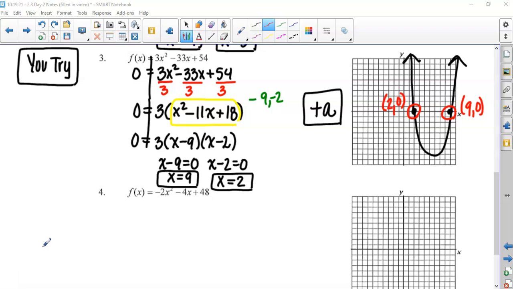Welcome back. How did we do? I arrived at a GCF of 3. Factor that out. This is what I had inside. Factored, set the factors equal to 0. I have x-intercepts at 9 and 2. Plotted those points. Positive a opens up.